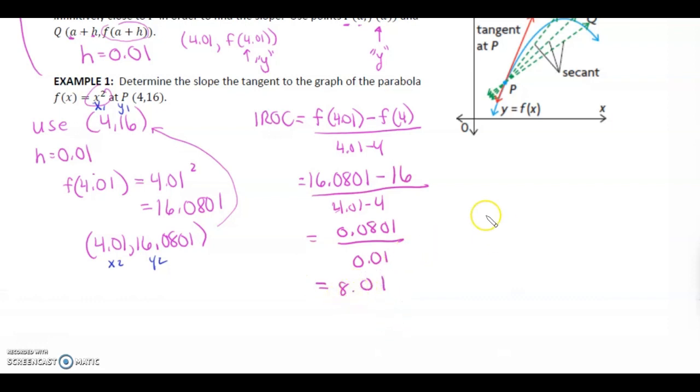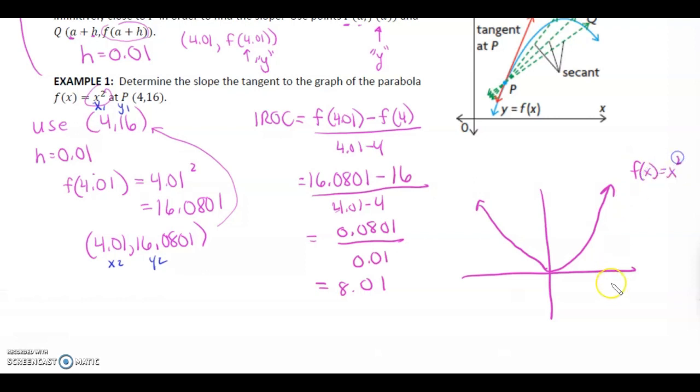Okay, so the instantaneous rate of change at 4, just as a quick sketch, this would be the parabola y equals f of x, f of x equals x squared. So if this was 4 and then this is 16, if we were to draw a tangent here that goes through that point, that tangent would have a slope of 8.01. Right?